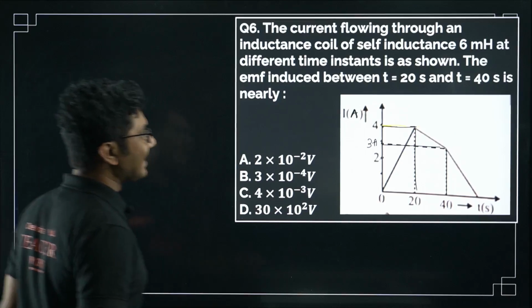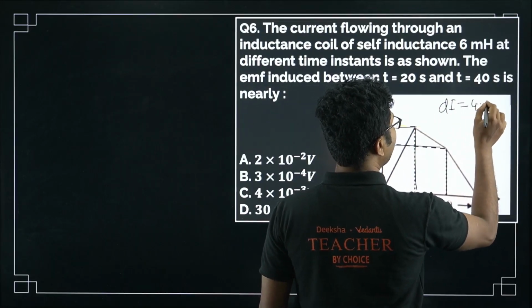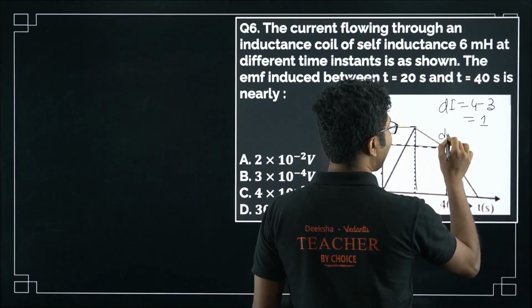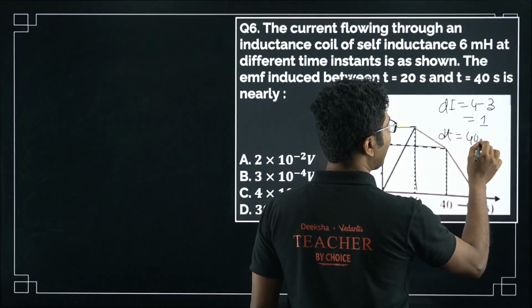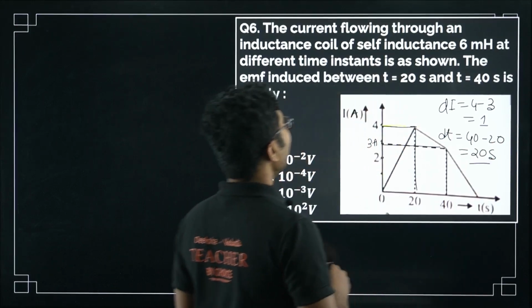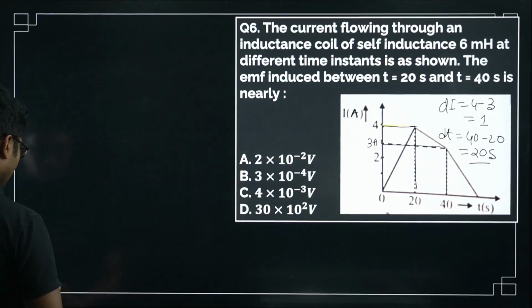So what is the change in current? The change in current is 4 minus 3, that is 1 ampere. What is the change in time? The change in time is final minus initial, that is 20 second. So what is the self-inductance? The self-inductance is 6 millihenry. So what is the induced EMF?